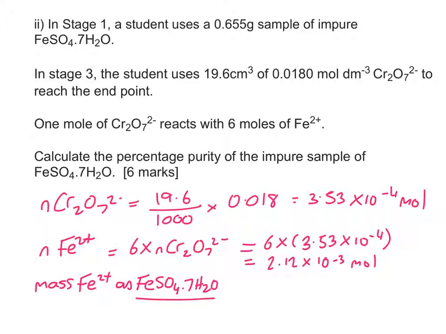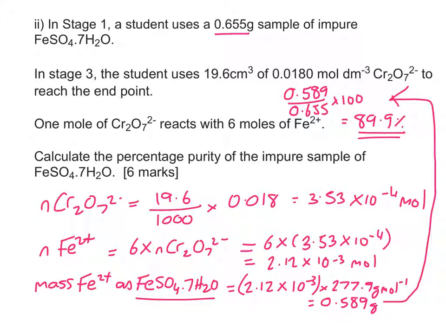It's not just the iron, it's the iron in FeSO4.7H2O. So obviously there's only 1 mole of iron per mole of FeSO4.7H2O, so we can transfer over the value for the moles of Fe2+ as the moles of FeSO4.7H2O as well. So that gives us 0.589 grams. Now to work out the percentage purity, we've got to divide that by the original sample, which was 0.655. So that gives us 89.9% purity.